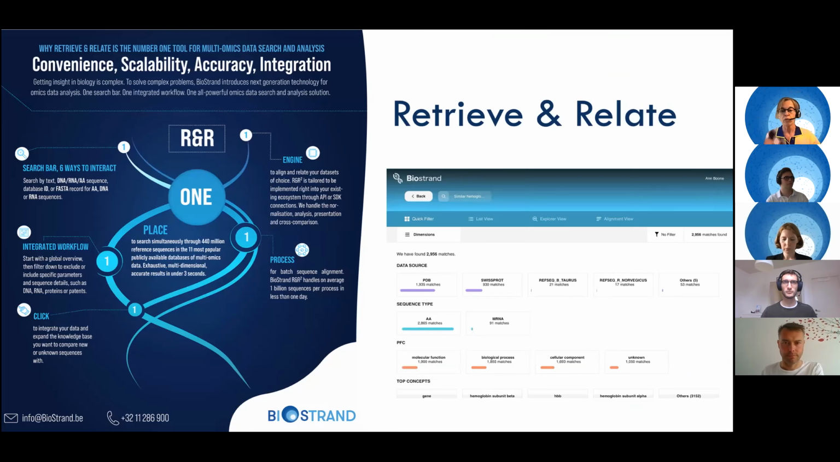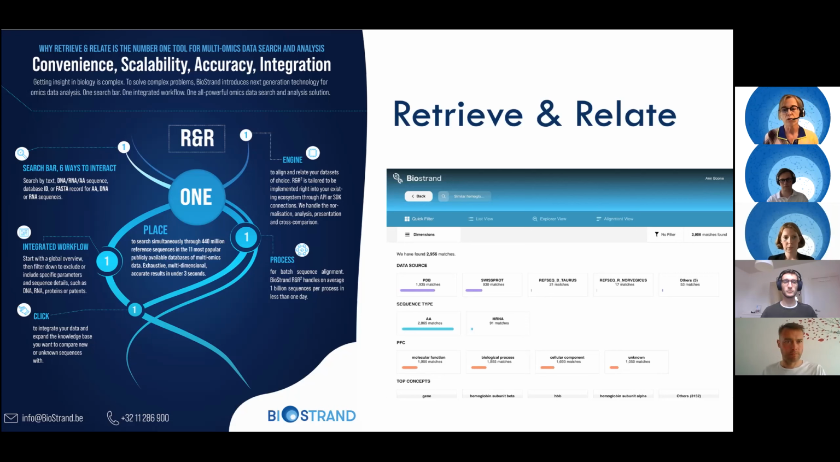Before we go to the talk of Professor Valkenborg, I would like to give you a quick overview of Retrieve and Relate because it's a relatively new tool. We launched it at the end of last year. And Retrieve and Relate is our very powerful search tool. What can you do with it? Well, it's meant to support sequence retrieval. You can search for similar sequences. You can search for functions, annotations, do alignments.